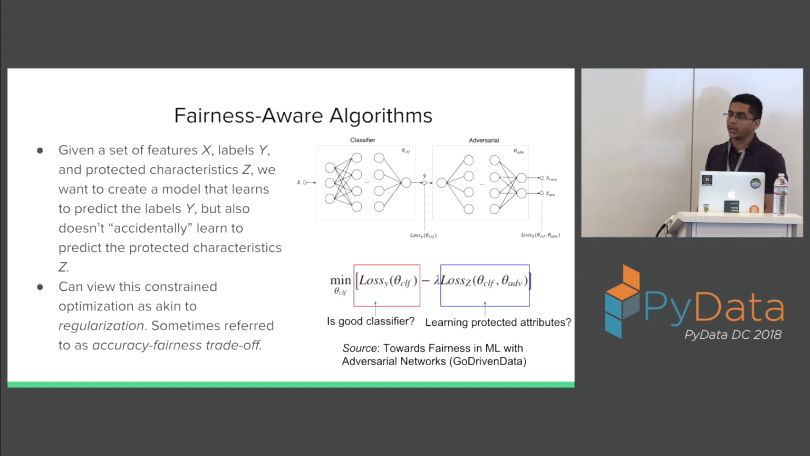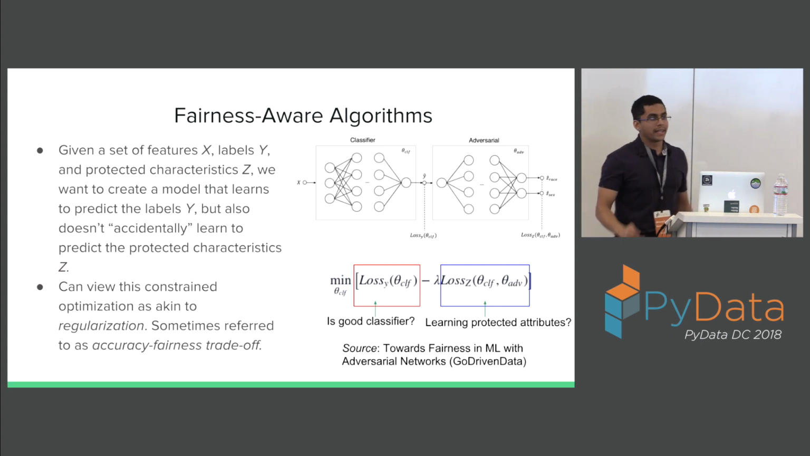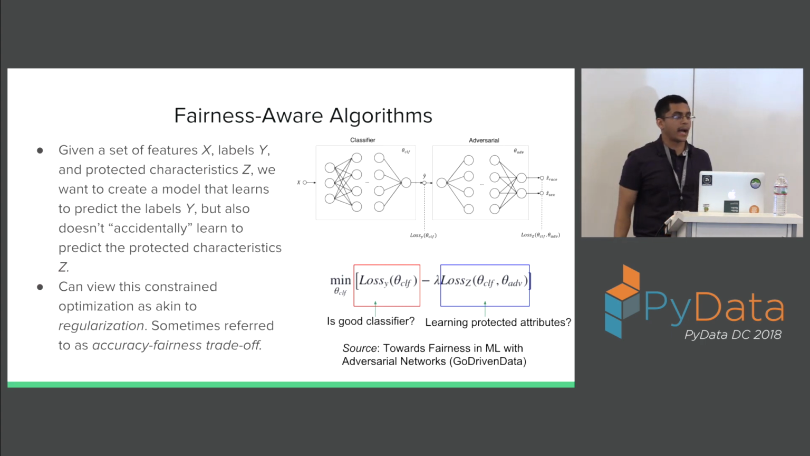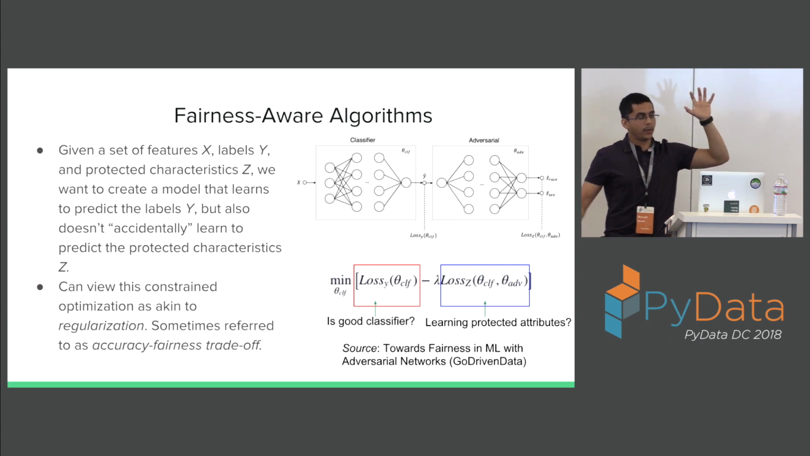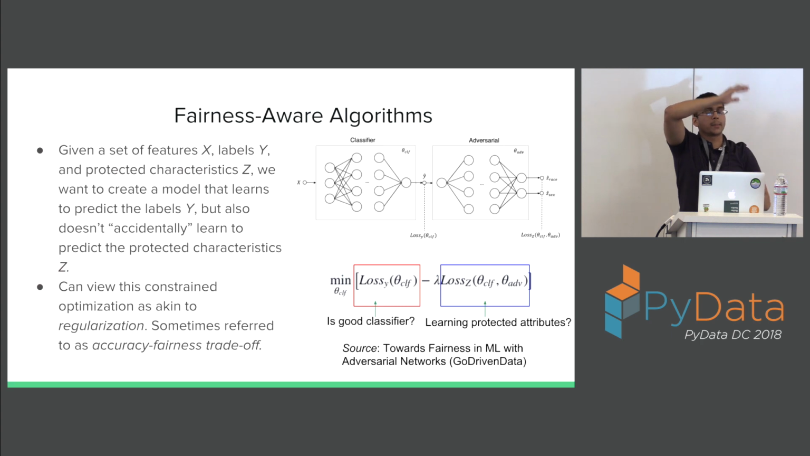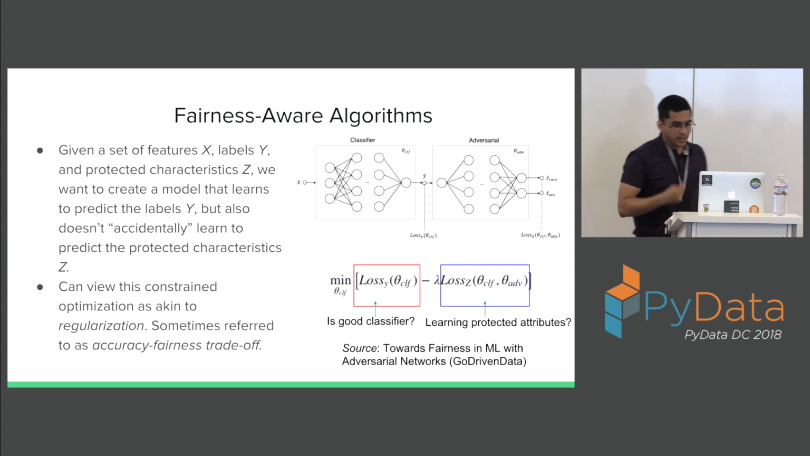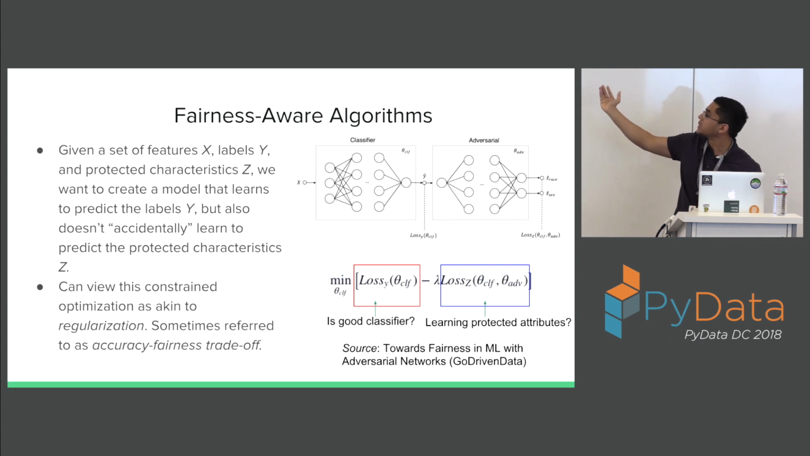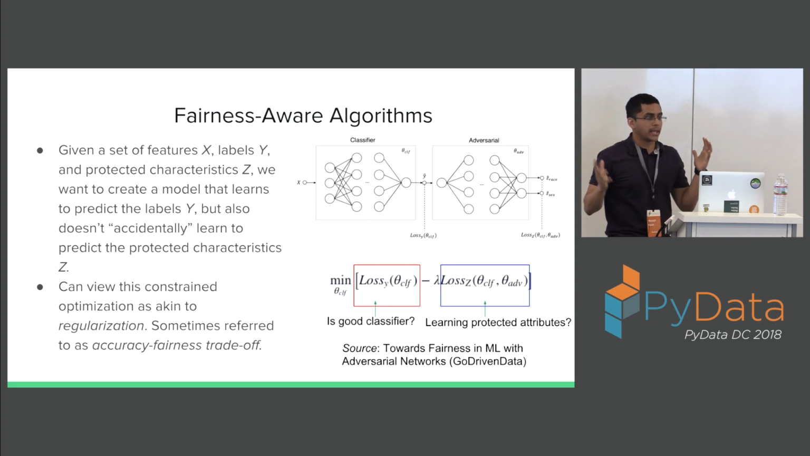So what is a fairness-aware model? Fairness-aware models are an extension of traditional machine learning. You have decision trees and neural networks, and they usually just take some features X and some labels Y. But now we have this set of protected characteristics Z. What we want is a model that can predict our label well, but also doesn't accidentally learn to predict the protected characteristics. We don't want to learn a subset of features that are actually proxies for race or gender or things of that nature. For example, this is a fairness-aware GAN, GAN being a generative adversarial neural network.